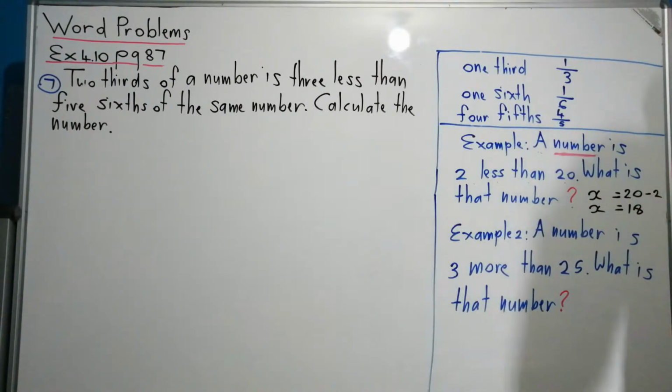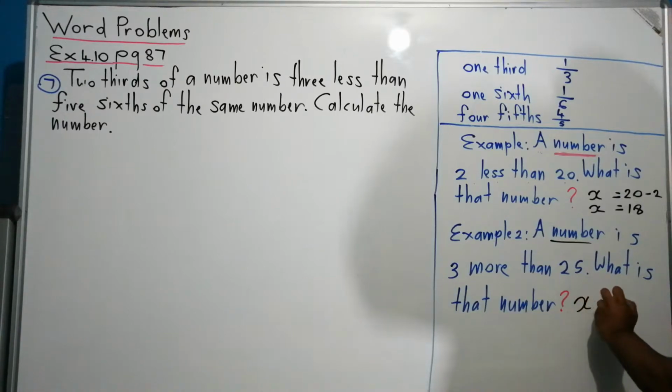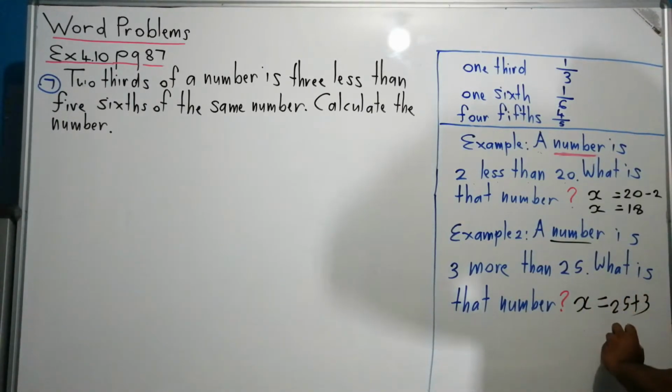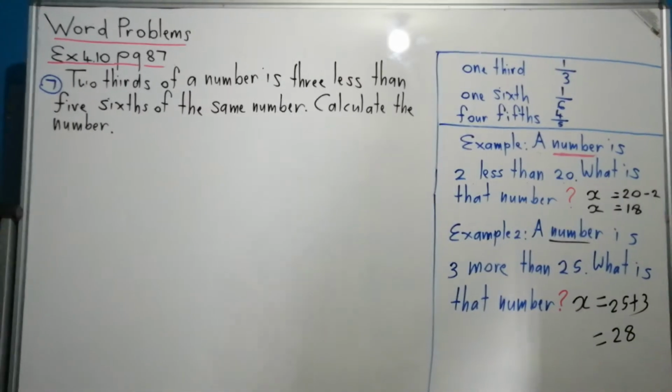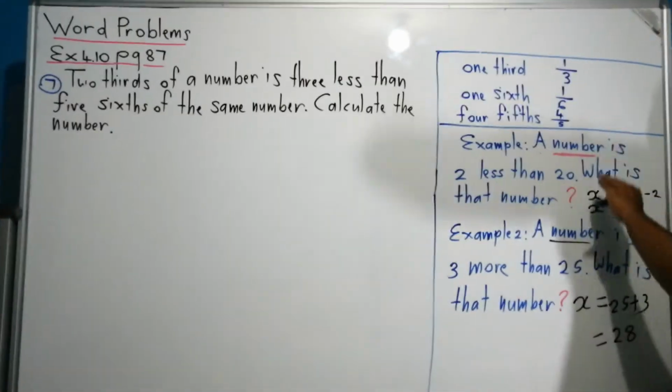Let's take this one also. A number is 3 more than 25, so let's call that number x. So this number is going to equal 25 plus 3, which is 28. Okay. Now, let's get back here.